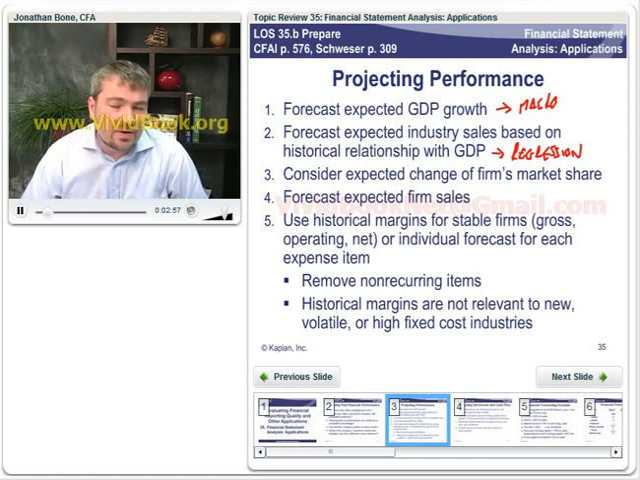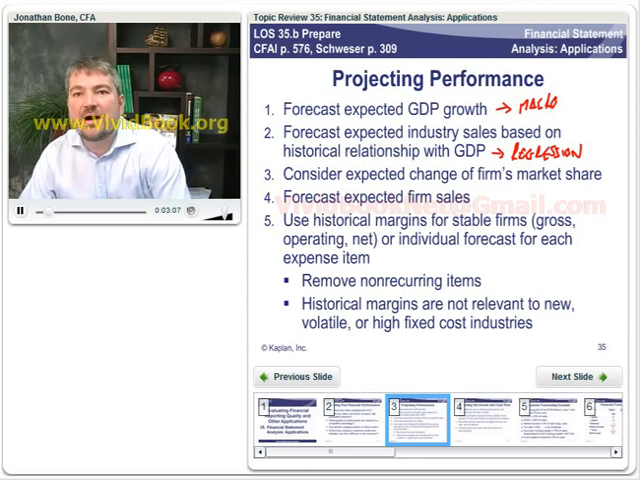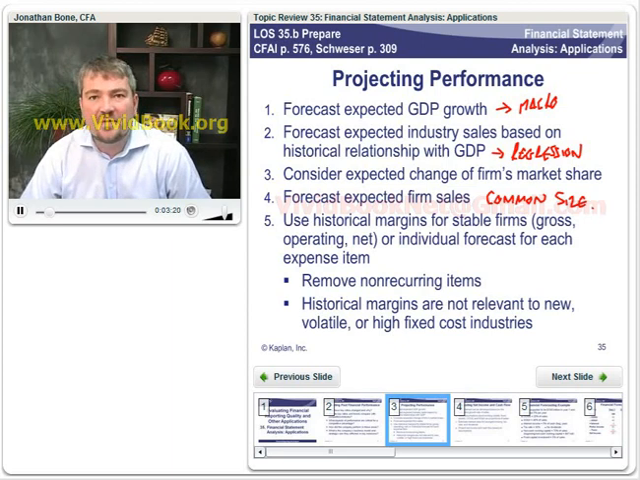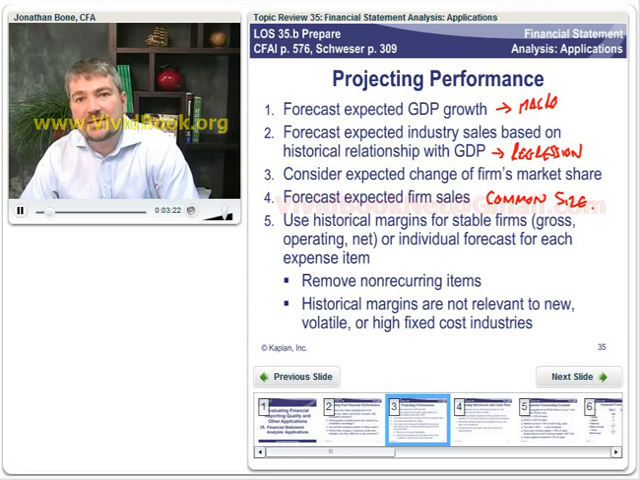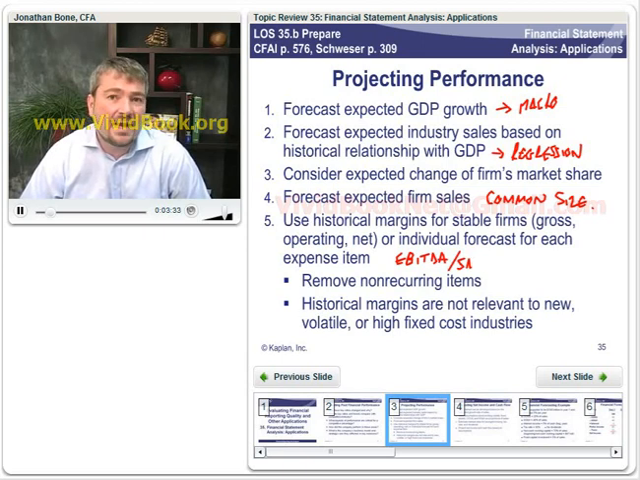Now, once you've got your firm's sales, you can then use that to start projecting your income statement, particularly by using common size income statements. So in other words, in step 5, we're going to be reliant on common size income statements. In other words, using historical margins such as gross profit margins, operating profits, net profit margins. A typical one that's actually used here as well is EBITDA over sales, because it tends to be more constant over time than EBIT over sales.